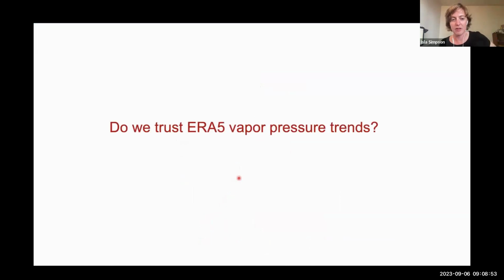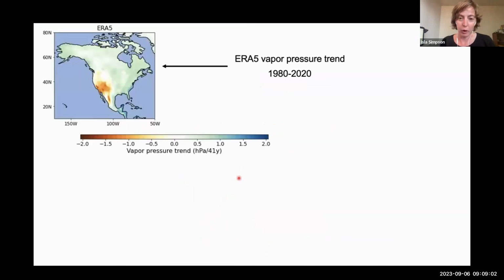So of course, a big question is, do we really trust ERA5 vapor pressure trends? I'd say it's our latest and greatest reanalysis. But of course, it's not going to be perfect. And so here I'm going to try to convince you that I think we can trust ERA5. So here's a map of the trends in vapor pressure for ERA5. And you can see that there's this broad region over the Southwest where we've had this decline.